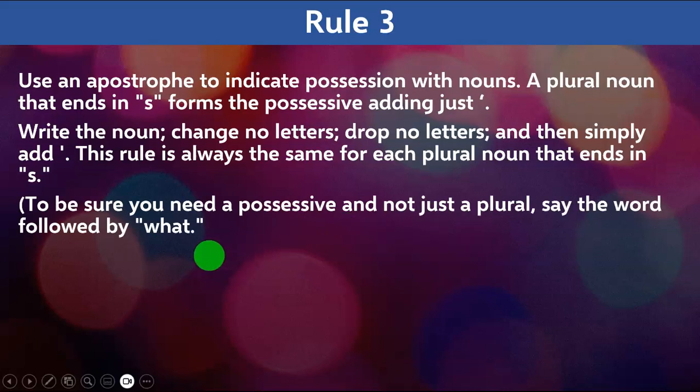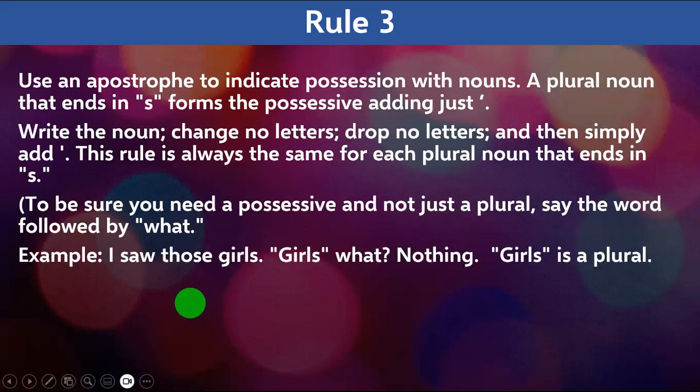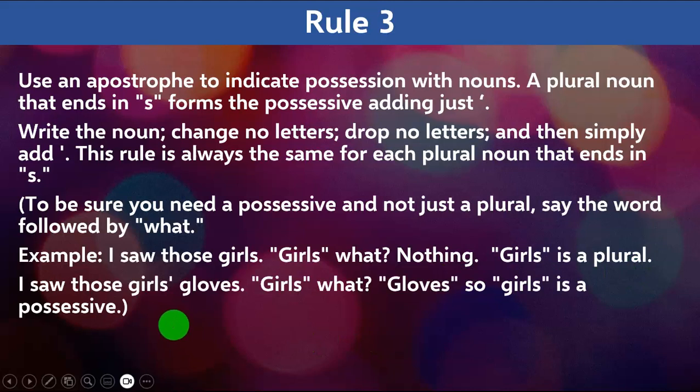To be sure you need a possessive and not just a plural, say the word followed by what. Now, if you want to be sure that you need a possessive and not just a plural, which is rule number 2, say the word followed by what. Example, I saw those girls. Girls, what? You're not getting a reply. Girls is a plural in this case. However, I saw those girls' gloves. Girls what? The gloves. So girls is a possessive here, right? So if you want to find out if it's a possessive or a plural, you need to ask the question what. And here are the 2 examples for that.